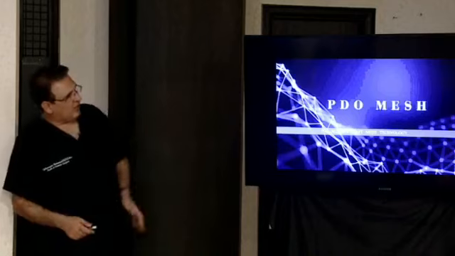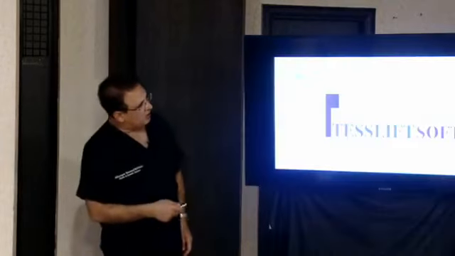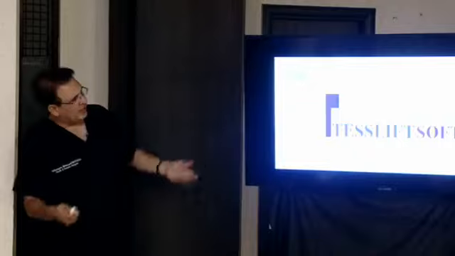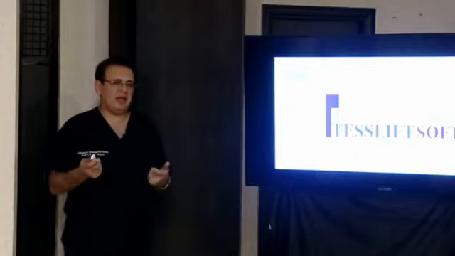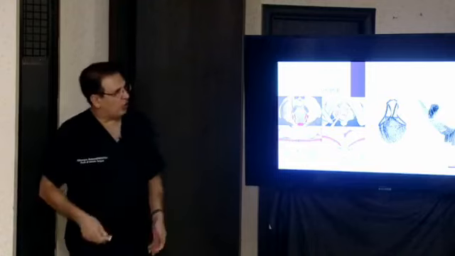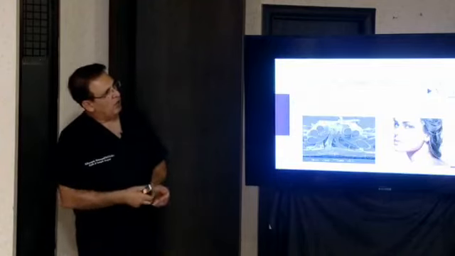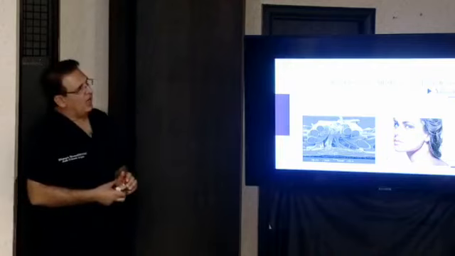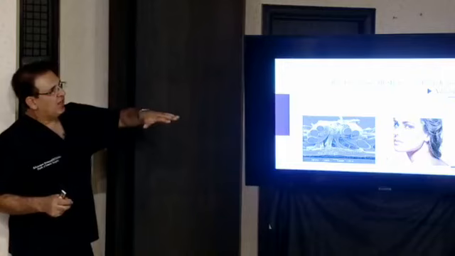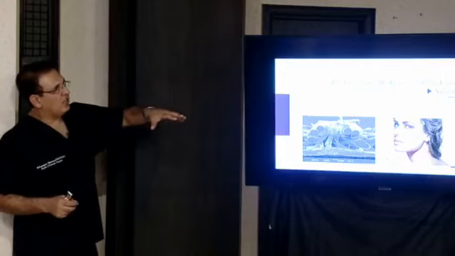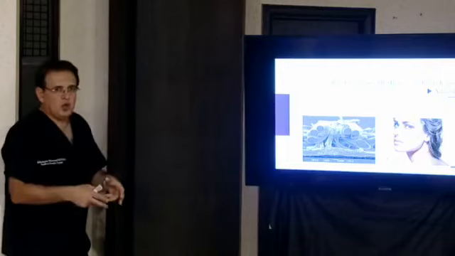So the third one is this thing, PDO mesh. It's called Facelift Soft. There are other products in it which are more surgically demanding. The concept comes from this mesh, which is support, right? So as I said earlier, how does this mesh actually work? There is a tissue ingrowth in the mesh, and that gives it the strength.